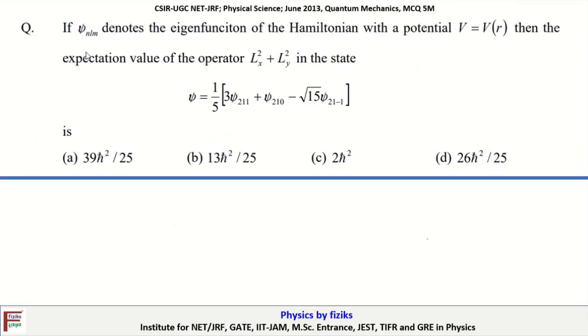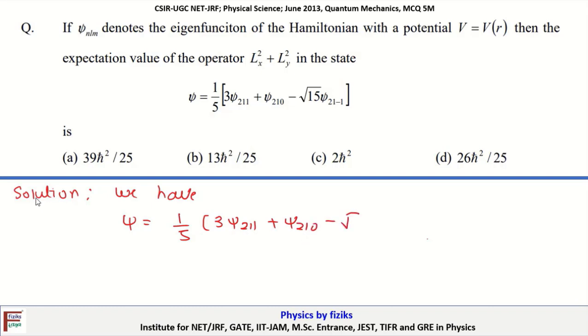If psi nlm denotes the eigenfunction of the Hamiltonian with potential V equals to V of r, then the expectation value of the operator Lx square plus Ly square in the state psi is, we have to determine the value. Solution: we have psi equals to 1 by 5 times 3 psi 2 1 1 plus psi 2 1 0 minus root 15 psi 2 1 minus 1, where psi dot psi is equal to 1.